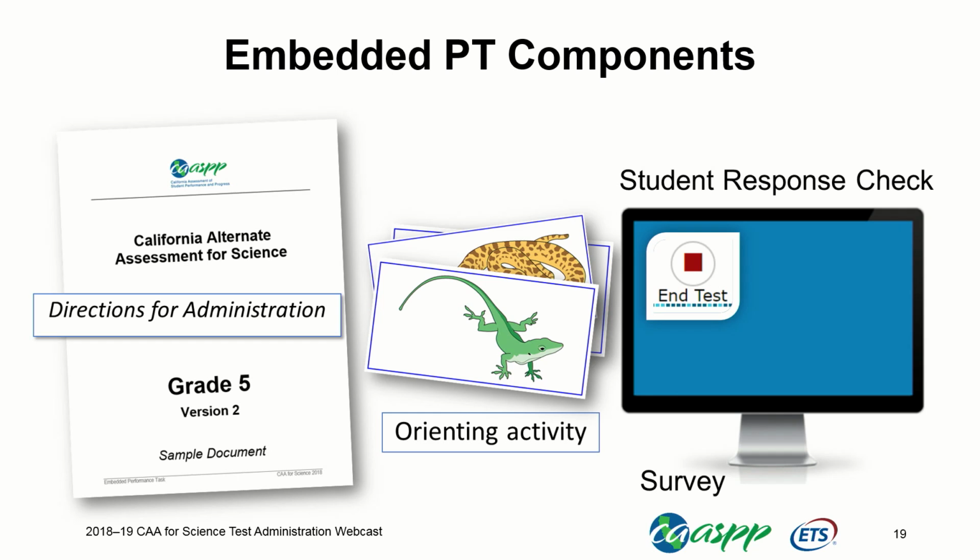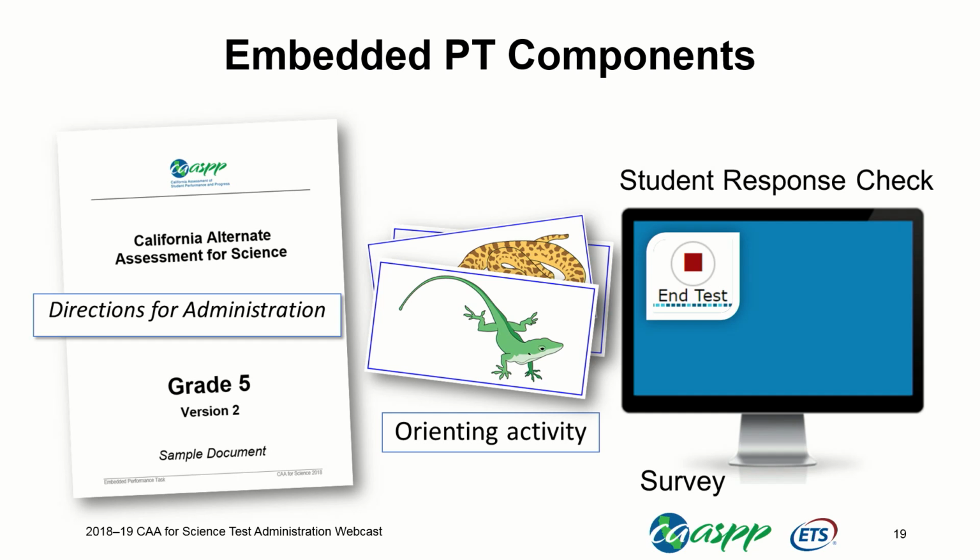So you heard Linda mention earlier about the student response check. The first test question that appears on screen of each embedded PT is what we want you to use as the student response check. So the purpose of the student response check is to confirm that the student will have a consistent and observable way of indicating responses to test questions, and that they can orient to the task. It is a little bit different than how it's done for ELA and math. You're going to hear us talk more about how the student response check works for science.